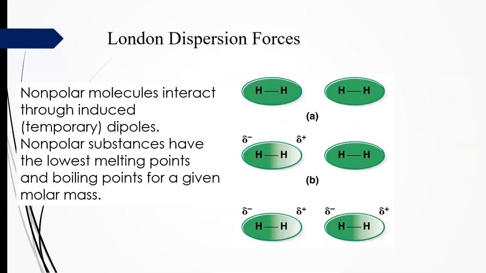So London forces, they are the primary way that our nonpolar molecules interact. This means that those nonpolar substances have our weakest attractive or intermolecular forces generally. So I'm going to use IMF as intermolecular force. And so they typically have our lowest boiling point or melting point. Right? So they're our weakest force.